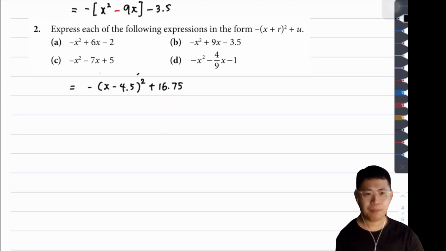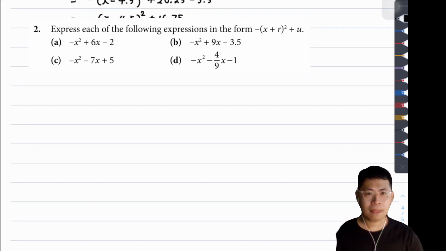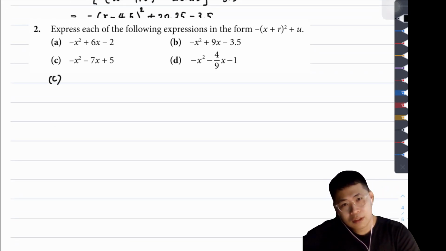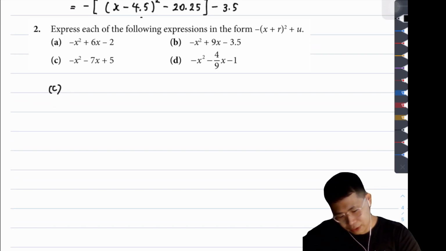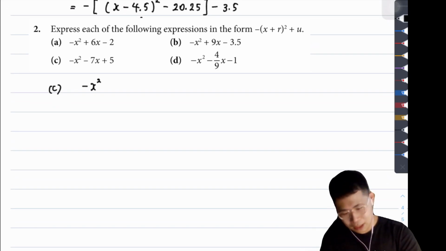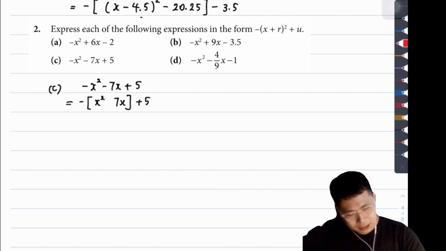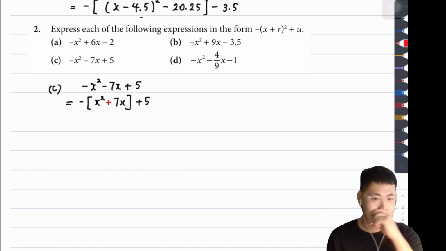Okay, for part C, we have our negative x squared minus 7x plus 5. Same thing, factorize the negative x squared. So I have this, and factorize only the first two terms. So the negative 7, I need to change my sign to, when you expand back, it works, right?